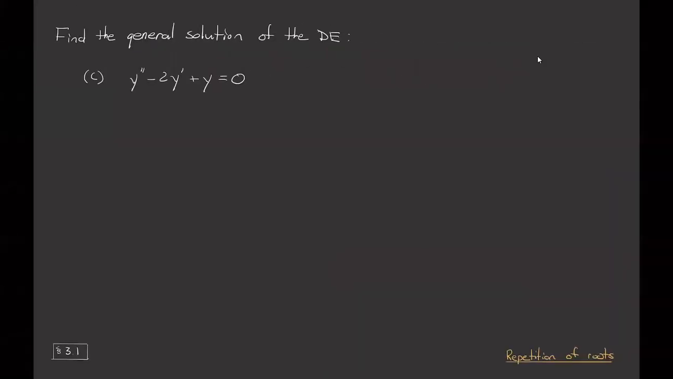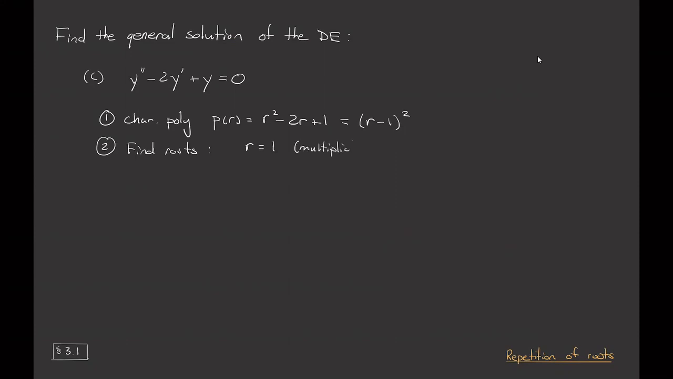Okay, with that, let's have some examples where we repeat roots. The characteristic polynomial is going to be P of r equals r squared minus 2r plus 1. This, of course, factors as (r minus 1) squared. And now when we look at the roots, we get 1 2 times. Sometimes this is written as multiplicity greater than 1, like multiplicity 2.